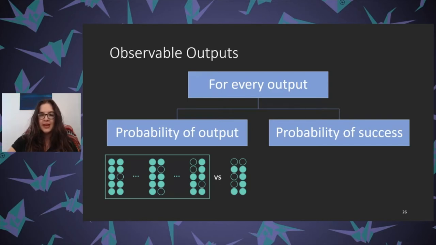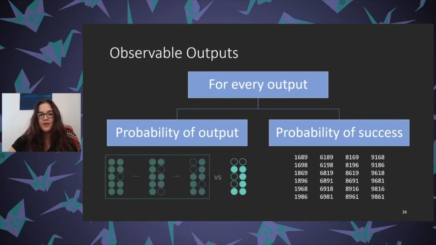The second number that we need is the probability of success given that output. For example, if an adversary does see that this set of numbers are worn down, the 1, 6, 8, and 9, what's the chance the adversary will be able to guess the passcode? A good first guess is 1 in 24, since there's 24 ways to pick a four-digit passcode from these four numbers. But again, that would be the case if all passcodes were equally likely, and we know that's not the case. So we have to integrate that distribution information.